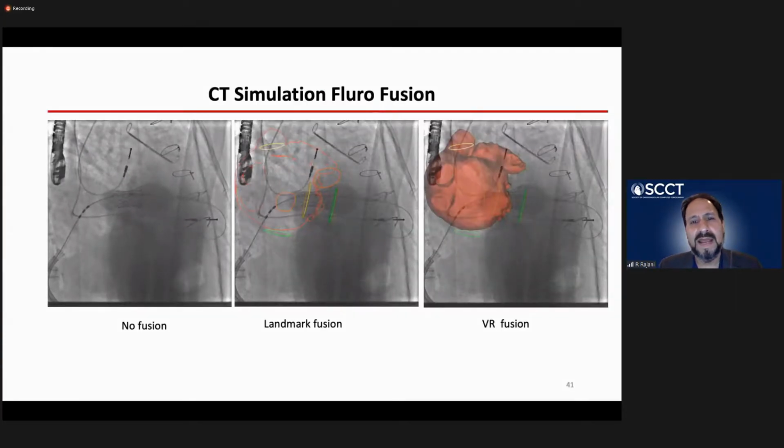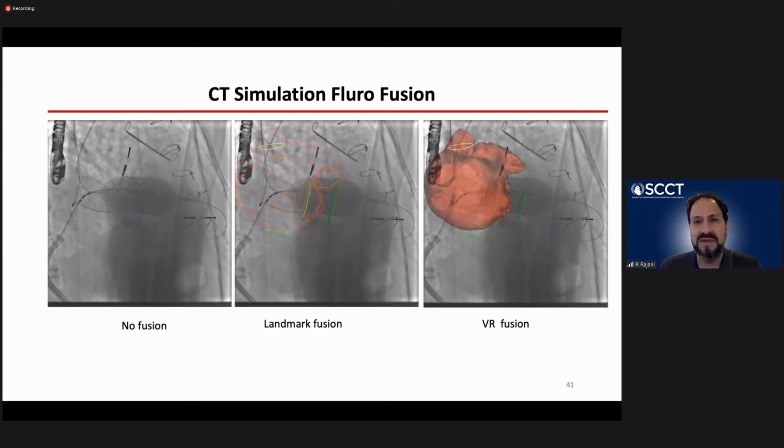So what have we done next to ensure that our interventional cardiologists have access to all of our detailed planning? So we're now moving to us being in a situation where we would provide CT simulation fluorofusion. On the left-hand image, you can see what the image would be conventionally for the interventional cardiologist with no fusion. On the middle image, you can see landmark fusion, where we're providing anatomical land points, and on the right-hand image, a full volume rendered fused image where the interventional cardiologist knows the boundary points at where to deploy the valve. And this provides a roadmap for the interventional cardiologist to obtain good procedural outcomes.